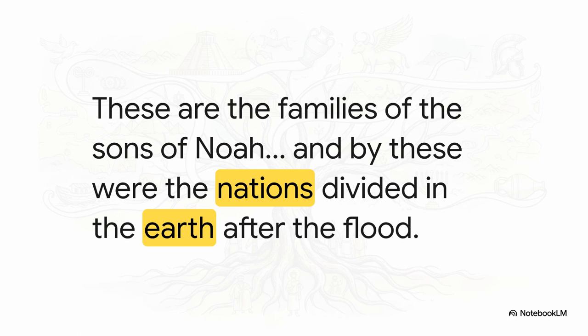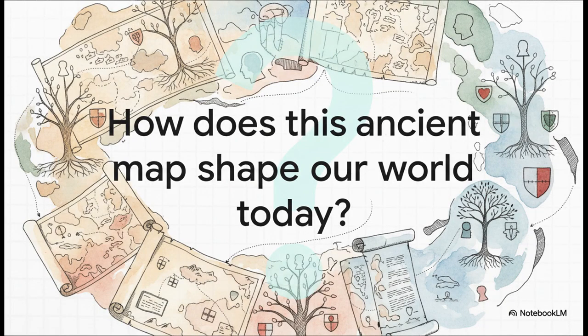It's a story of unity branching out into diversity, of one single trunk sprouting into this whole forest of nations that filled the earth after the flood. And that really leaves us with something to think about. This was one of the very first attempts in history to systematically make sense of the entire human family. Its ideas about lineage, territory, and having a shared origin are thousands of years old, but don't they still echo in how we think about our own identities, our nations, and our connection to each other today?